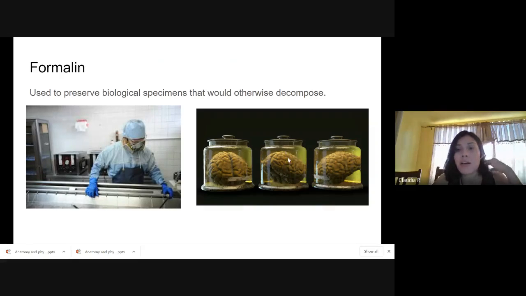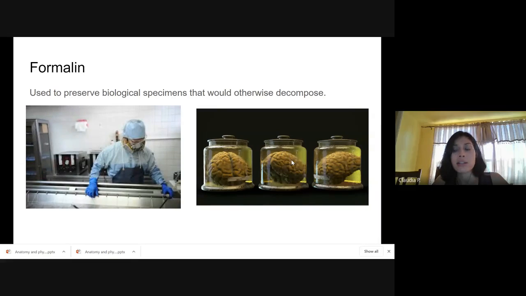You can see these brains are in that liquid. If they were not in that liquid, they would just be rotten, right? There'd be nothing left after a certain amount of time. Formalin, though, because it interacts with living tissue, does have risks involved. And so let's look at what those risks are.